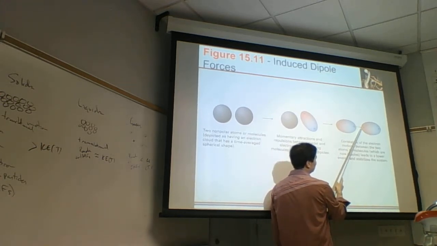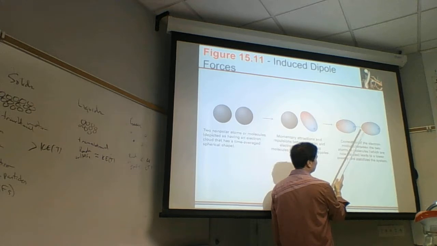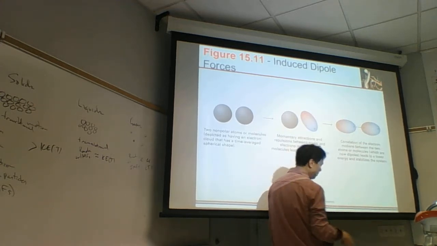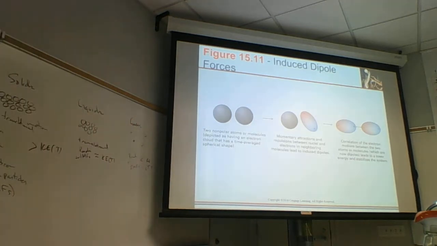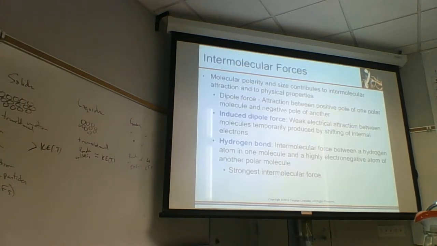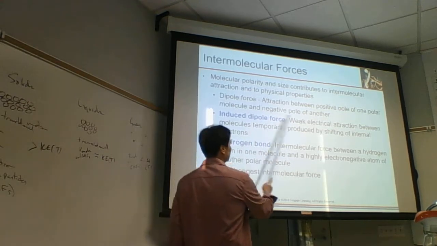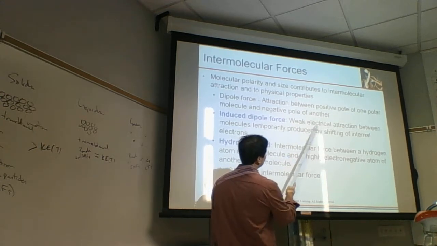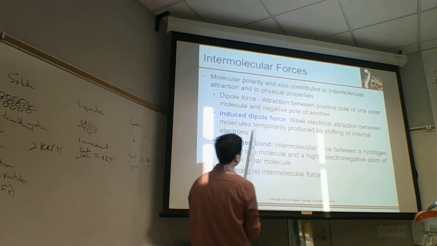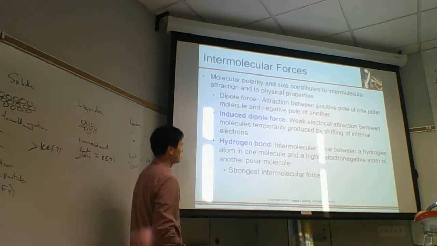This attraction only lives for a very short period of time and then disappears. But they break and form repeatedly, and so there's a net attraction. It's pretty weak, but there's a net attraction overall. And so these instantaneous induced dipoles are very weak compared to dipole attraction. Dipole attraction is stronger. But these are the electrical attraction between molecules that produce temporary dipoles.